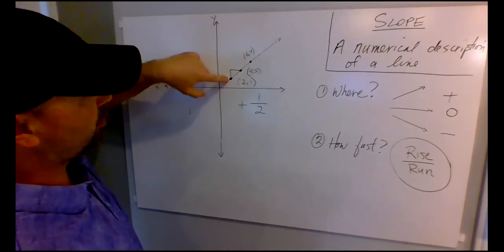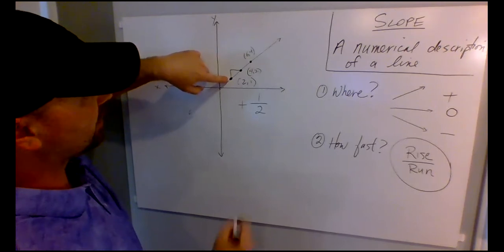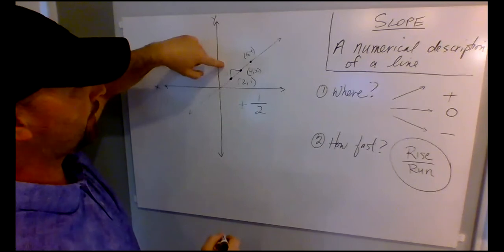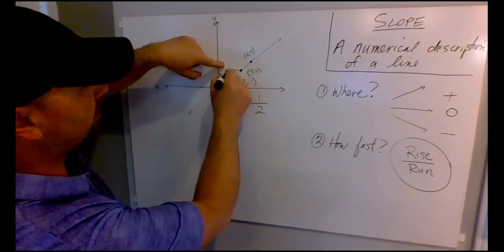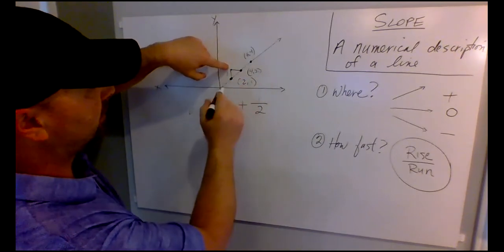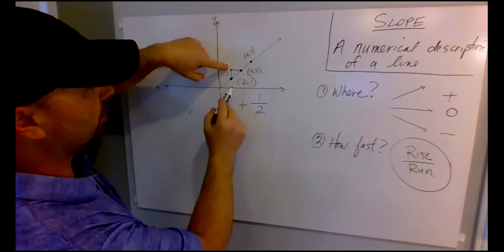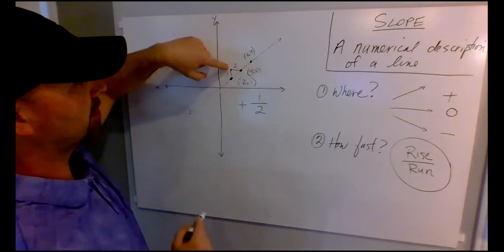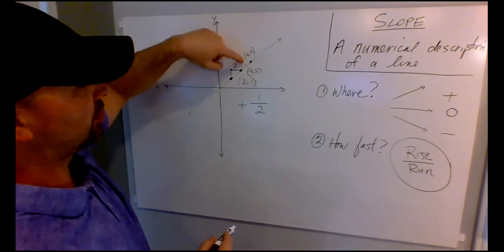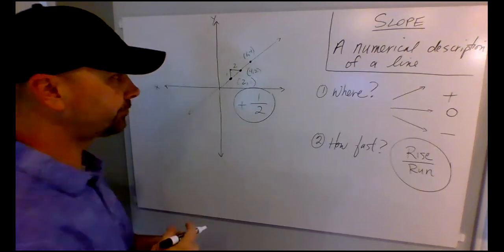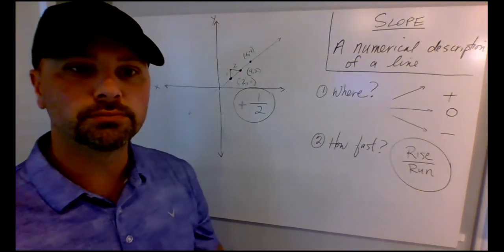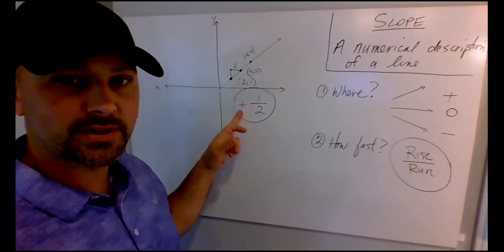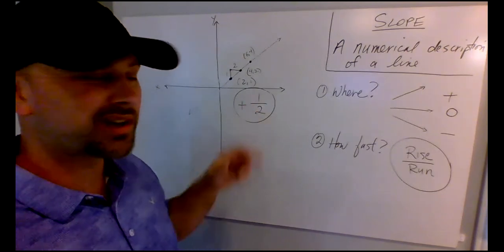So this was over 2, up 1. This was at 1, and it goes up from 1 to 2. So it goes up 1. And then from this point over, it goes from what was 2 to 4. 2 to 4 means it goes over 2. Rise 1, run 2. So it has a slope of 1/2. Okay, it's positive because it's increasing. It rises 1 and runs 2.